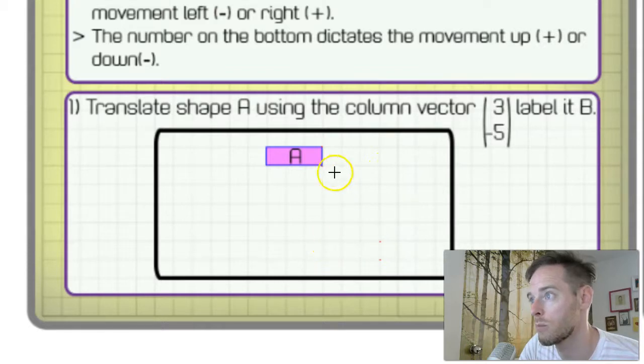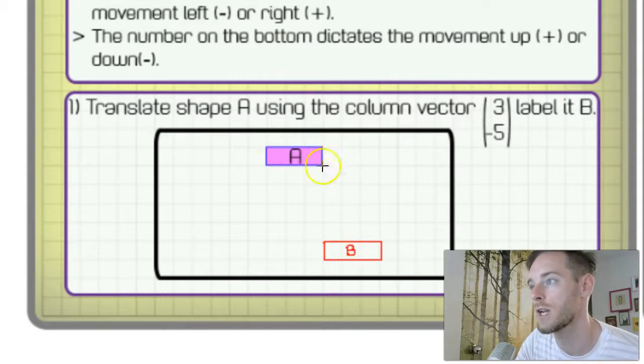Okay, might be useful for more complicated shapes to do it that way. 1, 2, 3, 1, 2, 3, 4, 5. Okay, and you see where the other one's going to go surely. By now, it's going to go there. Okay, so what I'm going to do is I'm just going to join those up with some straight lines. So I'm actually drawing the shape in where it should be. And then I'm just going to label it B. Alright, so it's actually a relatively simple thing to do. Alright, the whole shape has translated using the numbers in that column vector.